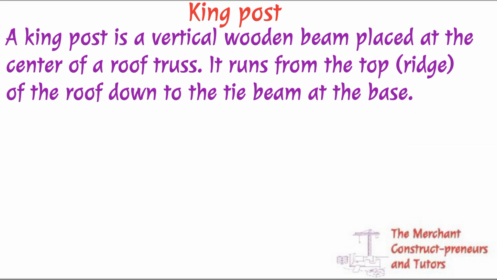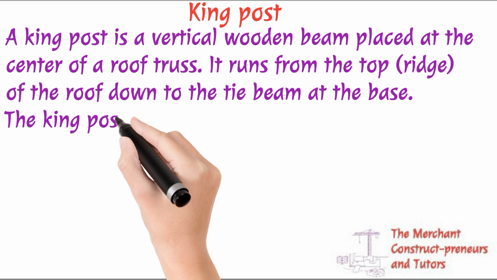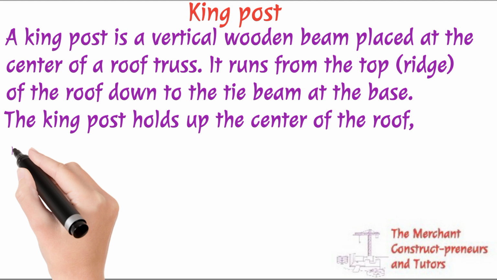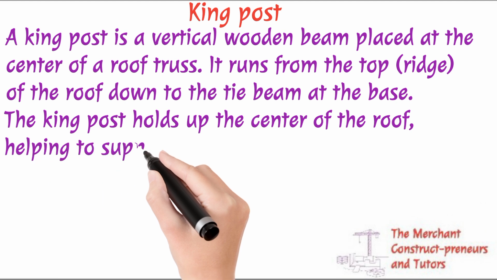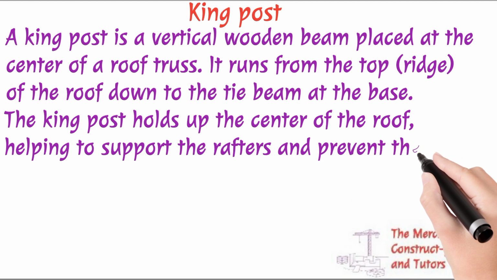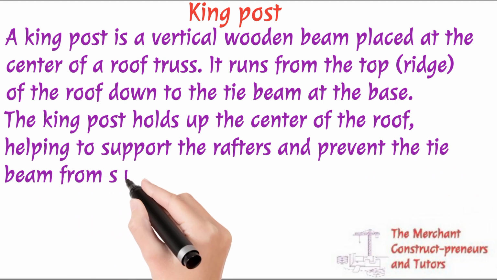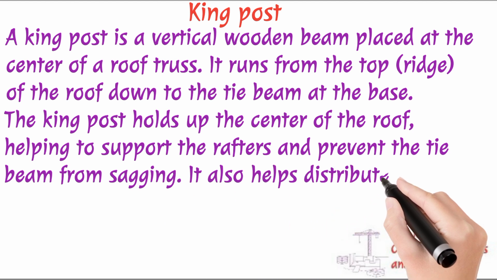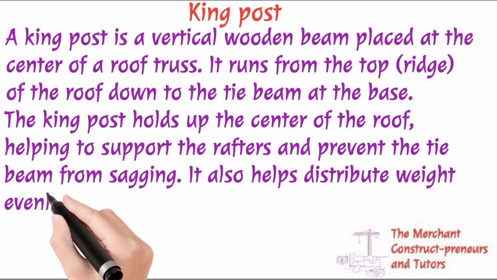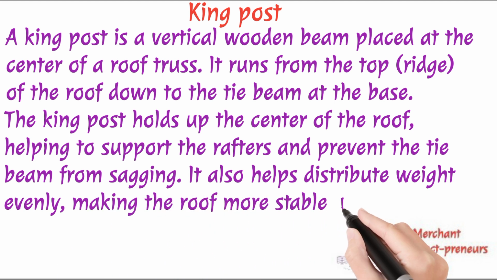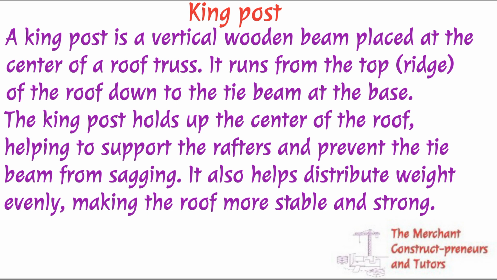The king post, just like the name implies, stays at the middle like a king. So it is connecting the topmost part, and then connecting the tie beam at the base. So it's a vertical wooden beam placed at the center of the roof truss, right? It runs from the top, that is the ridge of the roof, down to the tie beam at the base, perpendicular.